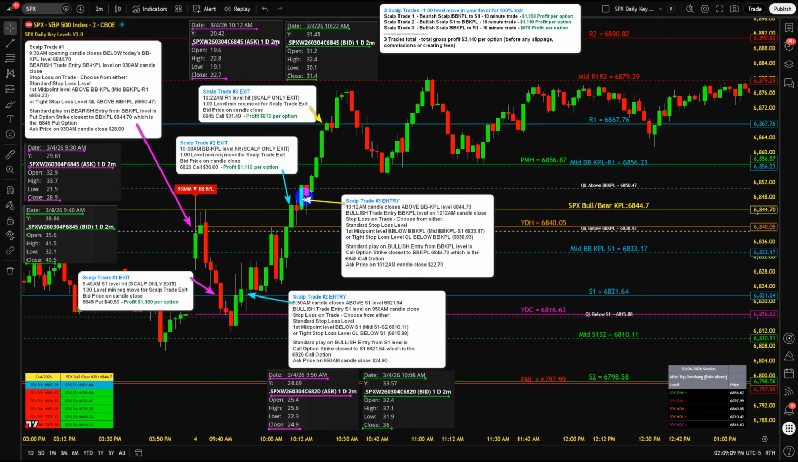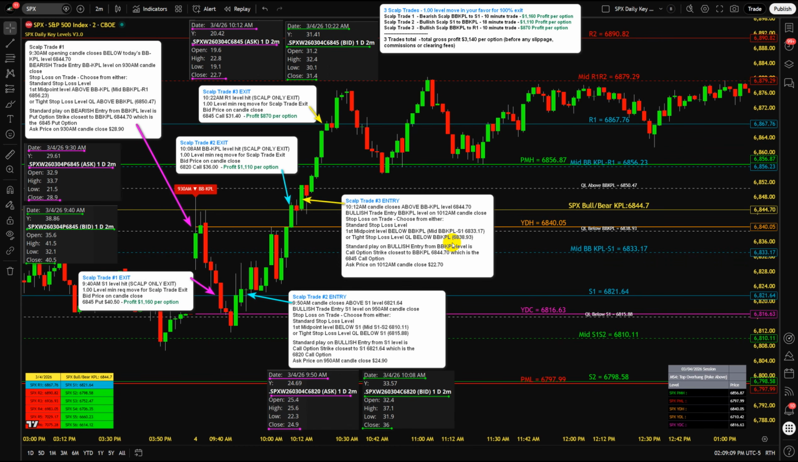However, this is your first opportunity here on this 10:12 a.m. candle closing above the BBKPL. In this particular case, our stop loss on this trade, since our trade is from the bull bear KPL level, our tight stop loss will be the QL level below the BBKPL. If you prefer to use the standard stop loss, it's the first midpoint level below the level we're taking the bullish trade on. So that is going to be this midpoint level here, mid BBKPLS1.